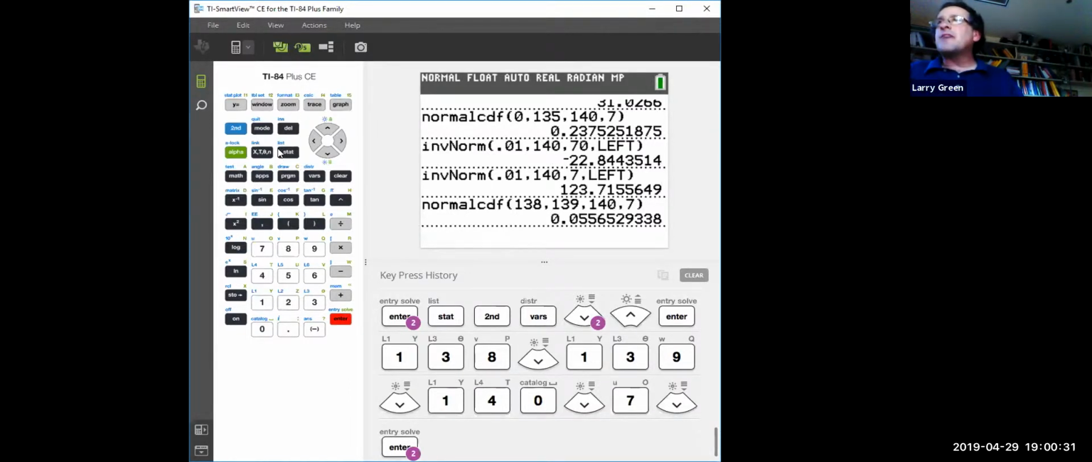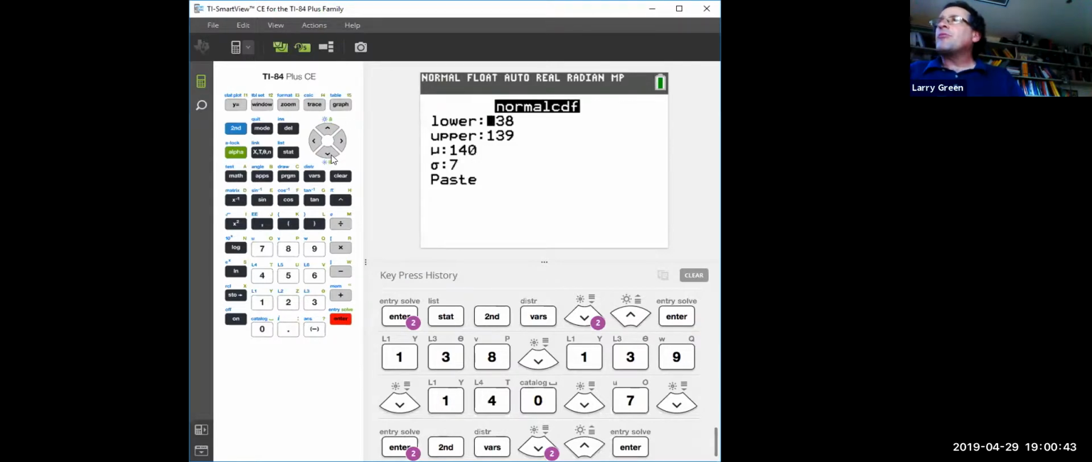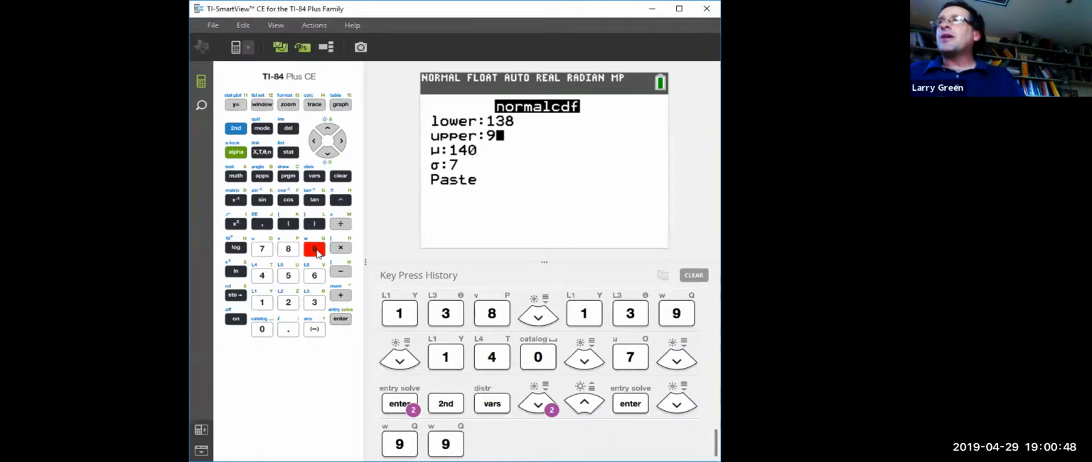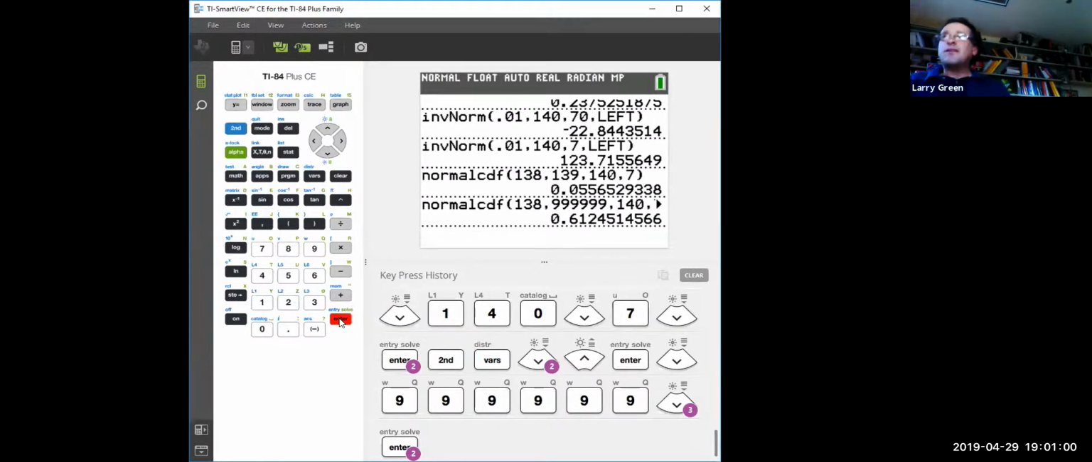Now I do the same thing, but now I want to be greater than 138. So now I'm going to go back to second distribution, the normal CDF. Greater than 138 is 138 to forever. So a whole lot of 9s, 5 or 6. Too many 9s is always okay. And then the rest is the same. I hit enter and enter again. Any questions so far?